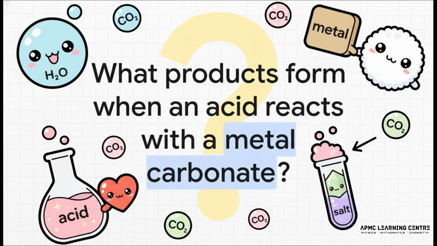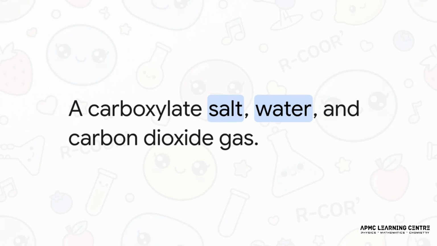Okay, question number 2. Let's rewind a bit to those 3 key reactions. What are the products you always get when a carboxylic acid reacts with a metal carbonate? The answer is you get 3 things: a carboxylate salt, water, and of course, carbon dioxide gas. And remember, that CO2 is what gives you all that telltale fizzing.